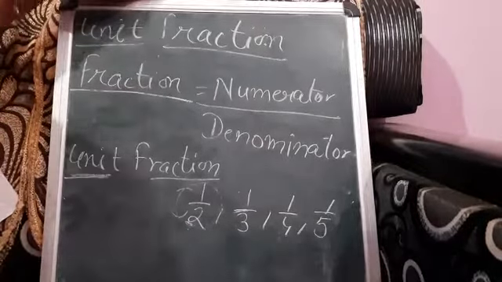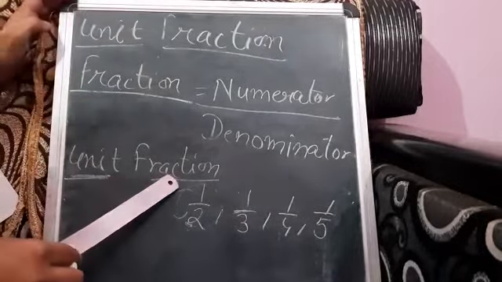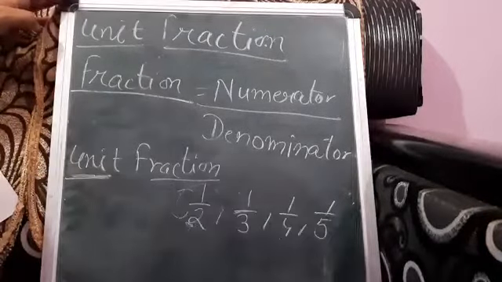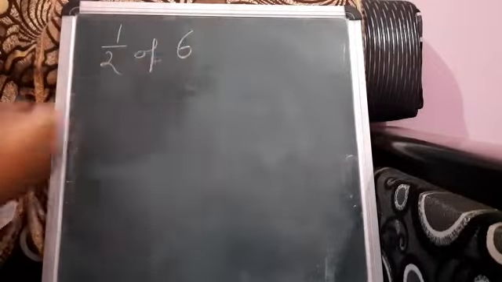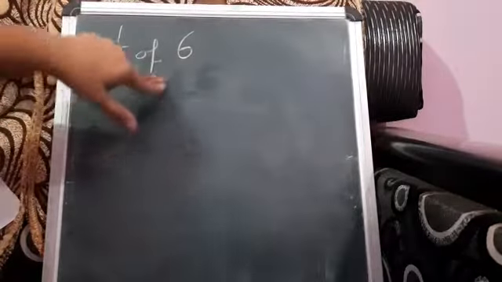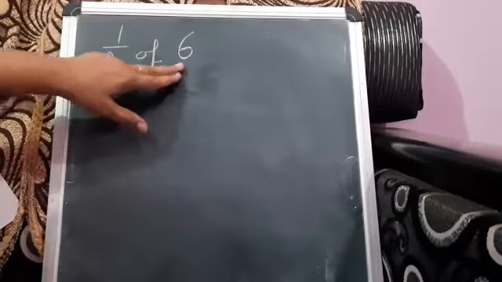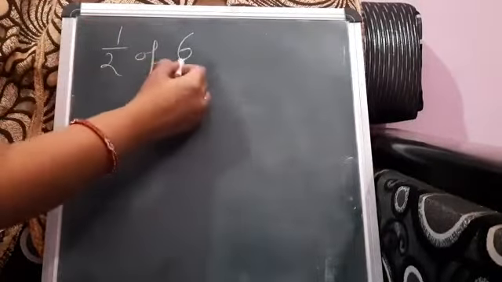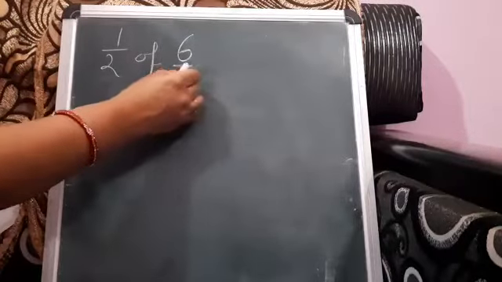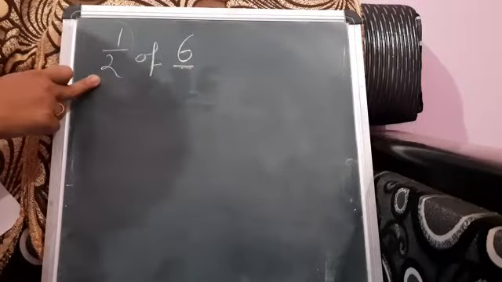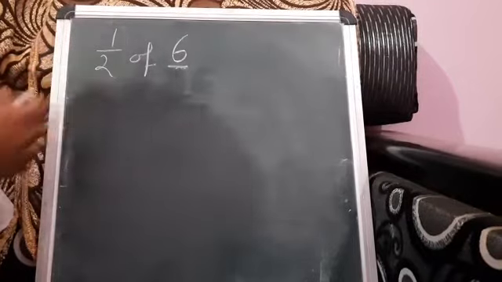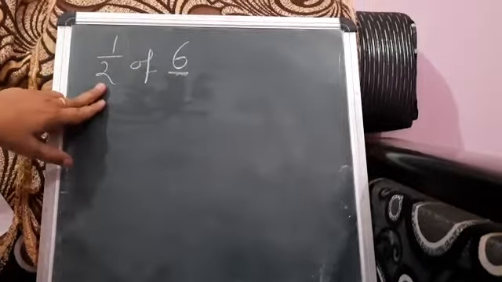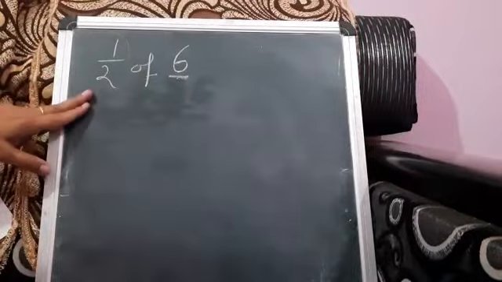Okay. Now how can we find these unit fractions? We can find a unit fraction by dividing a thing. For example, if I want to find out 1 by 2 of 6. Now 1 by 2 of 6 means, what does it mean? 1 by 2 means half of 6 things. I have 6 things and I have to divide these 6 things into 2 parts, because here the number in the denominator is 2. So I will divide 6 things into 2 equal parts.